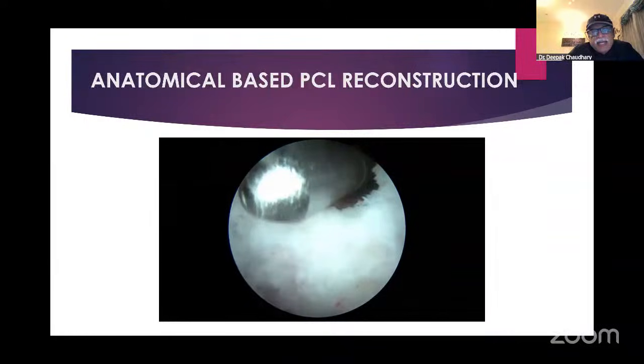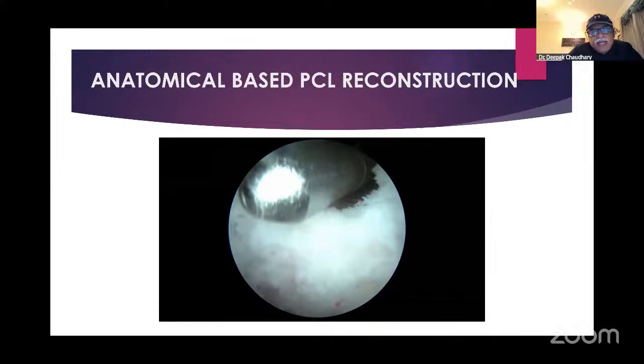Ranjit, I thank you. I have a question for you. In your practice, for an IT professional or office goer, do you prefer a single bundle or a double bundle technique for your PCL? I think it's almost universally accepted that a single bundle is good enough for the tibia. The debate is always in the femur. So what is your take? Do you prefer a single bundle or double bundle for isolated PCL?